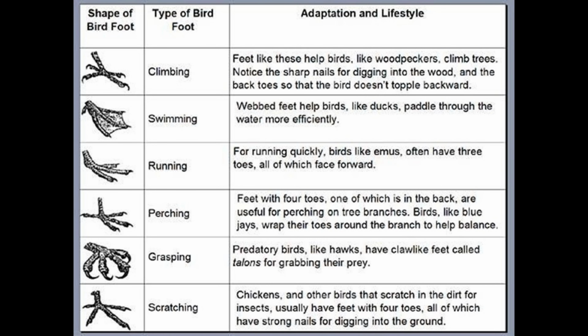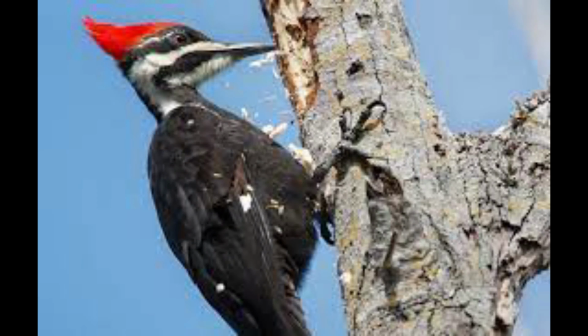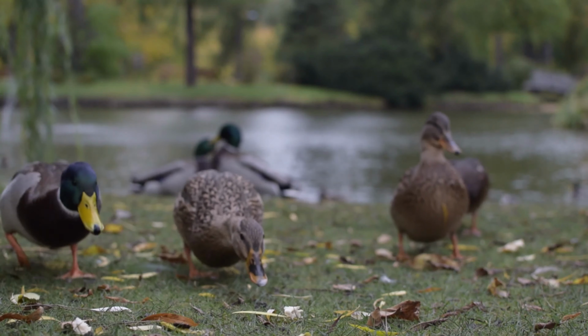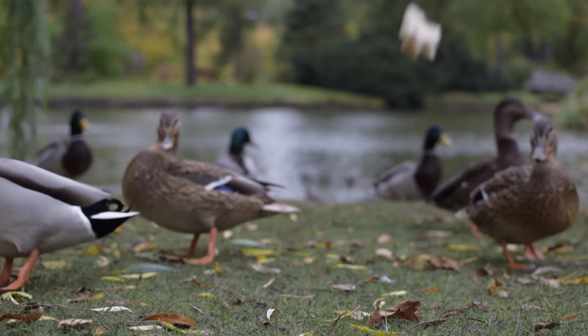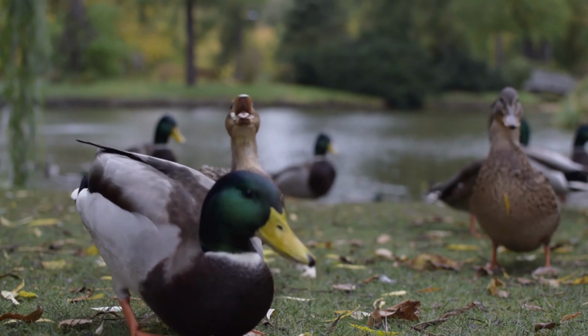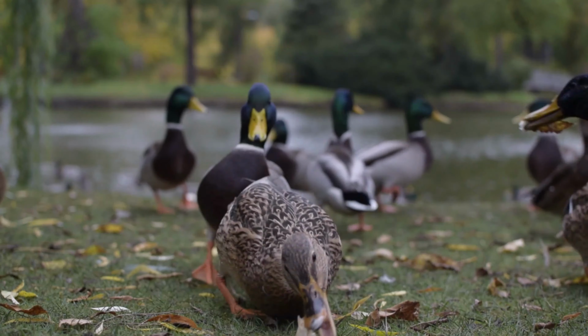Different types of bird foot are shown in this picture. You can see the various shapes of the foot of a bird based on the habitat and behavior of the bird. The birds which climb trees have 2 toes forward and 2 toes backward, which help them climb the trees. For example, we can see the toes of woodpeckers. They have sharp nails for digging into the wood. The swimming birds have webbed toes. These help them swim and paddle through water. For example, the feet of ducks.